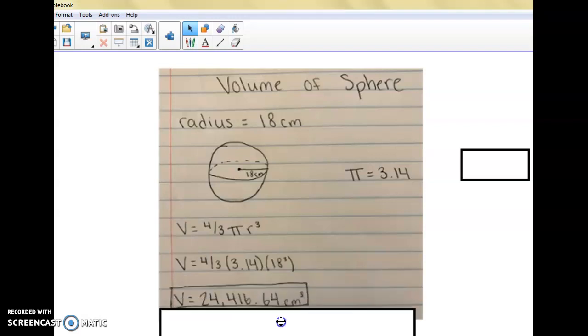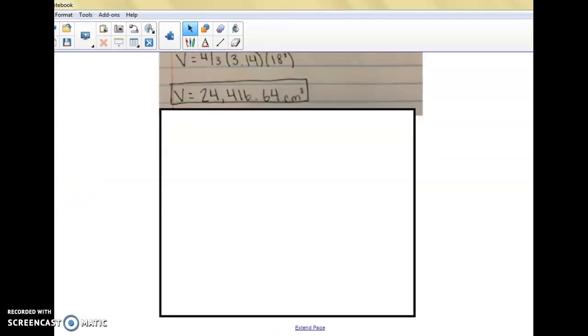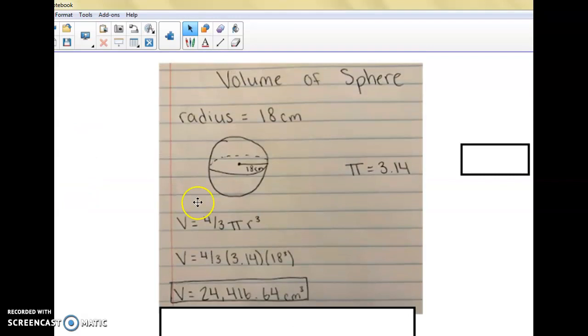So when you multiply this all together, you will get a final answer of the volume equaling 24,416.64 centimeters cubed. Again, volume, the unit is always cubed. So for all three types of questions in this lesson, you will be using the same process, same formula. Be careful of that 4/3, and make sure you're following directions. Always use 3.14 for pi.